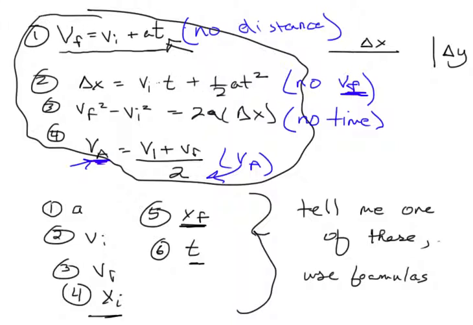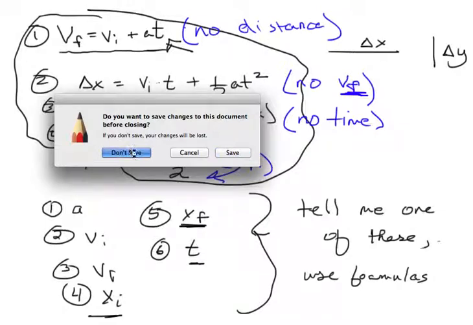Okay, so let me get this. All right, so let's think of some problems. So let's say, how should we do this? Well, let me switch colors again. So let's say I have a car. My car is going 20 meters per second to the right, so it's positive. That's its velocity, okay?